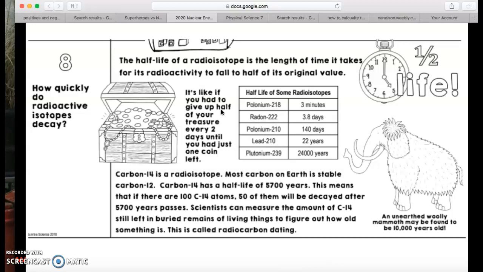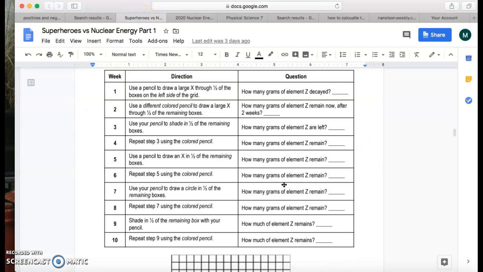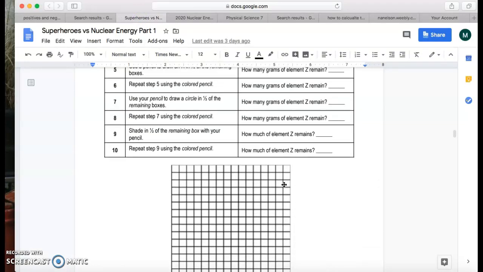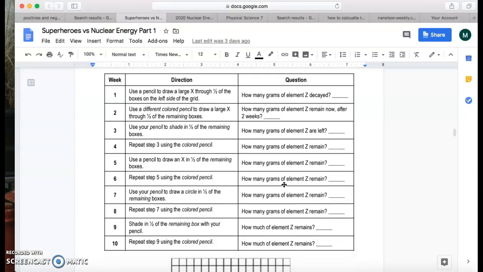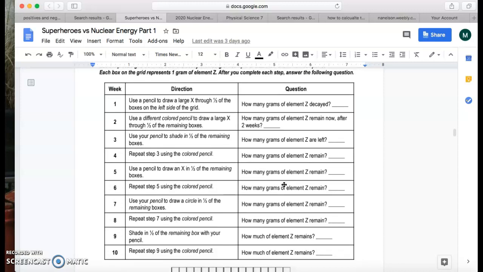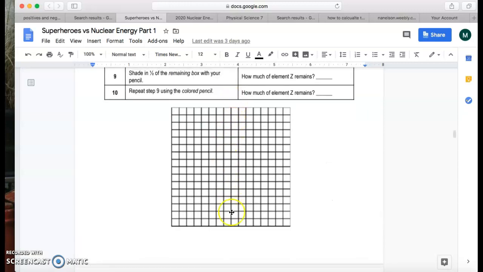Let's start by looking at page 29. You should see a graph and a set of instructions. This is simply to show you the process of a half-life. All this is following instructions. It says use a pencil to draw a large X through half of the boxes on the left side of the grid. So all you're going to do is literally find the half point and cross off half.